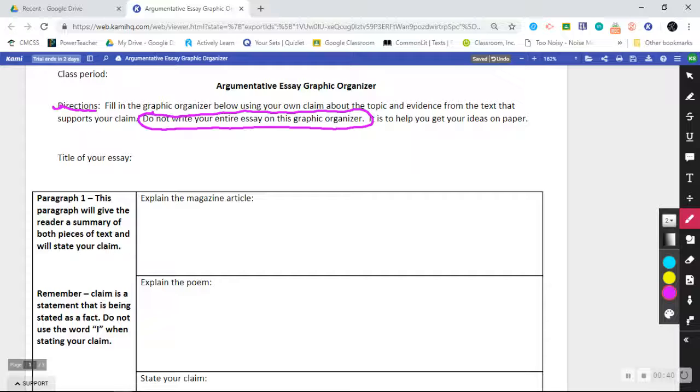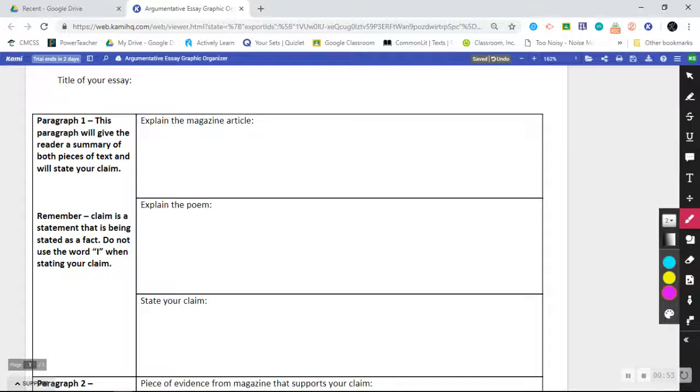Okay, so first you need to give your essay a title. You can make it as creative as you want it to be. You could just call it cell phones, whatever's going to work for you. Then looking at your graphic organizer, these first boxes right here are going to be your paragraph 1.